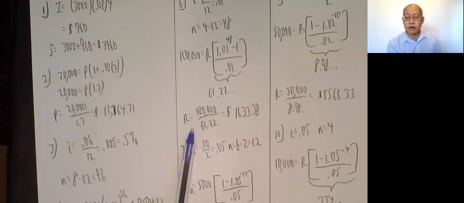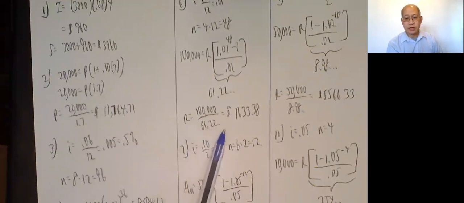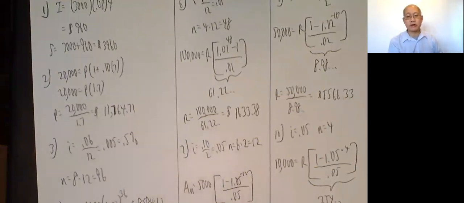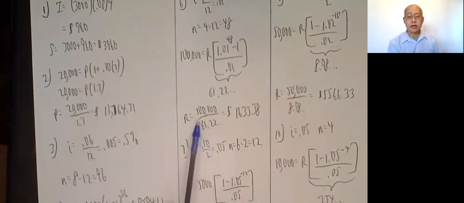Again, if you don't have a calculator that has the button that gives the answer, you have to put every single digit. It takes a few more seconds for you to do that. But for those of you who do have the button that says answer, ANS, you just go right to 100,000 divided by answer. 1633.38.